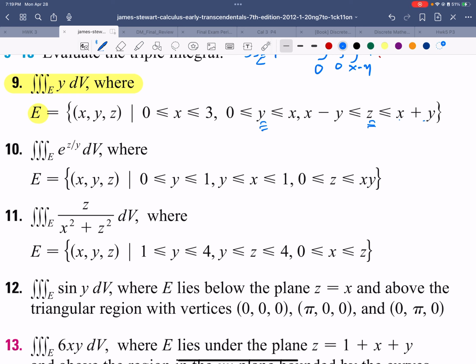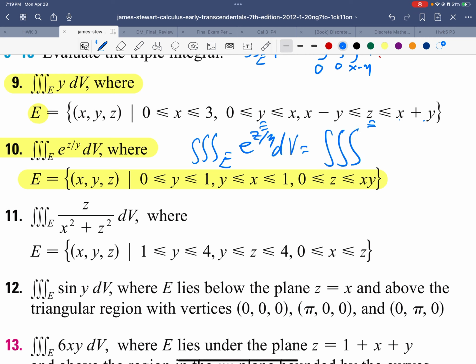And if you check, question number 10 is the same thing. You will have a triple integration of e to the z over y dv, from 0 to 1, because this is the last one, since 0 is just a variation of two numbers. And this one comes first. Why? Because z is in terms of x and y.